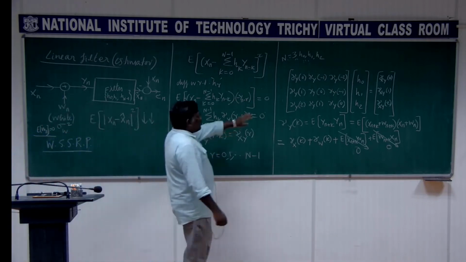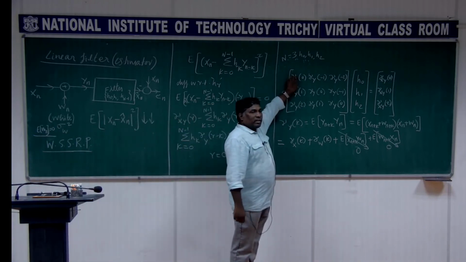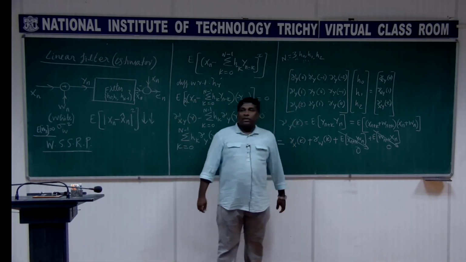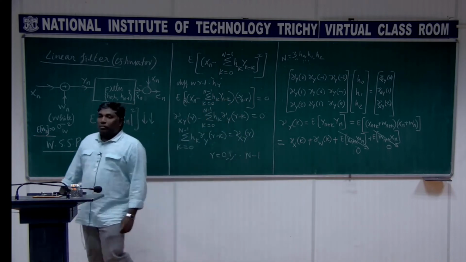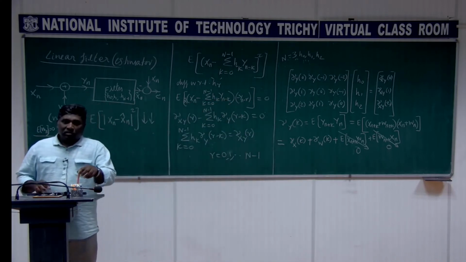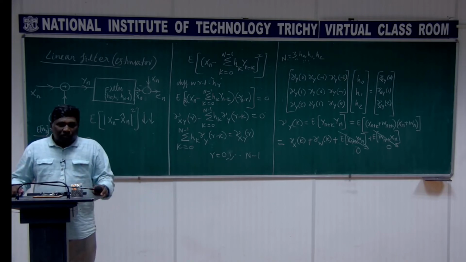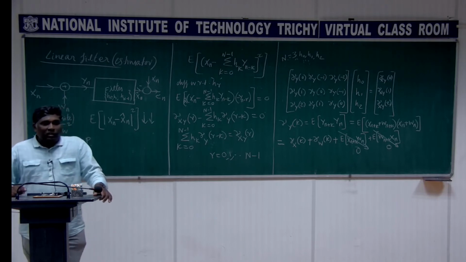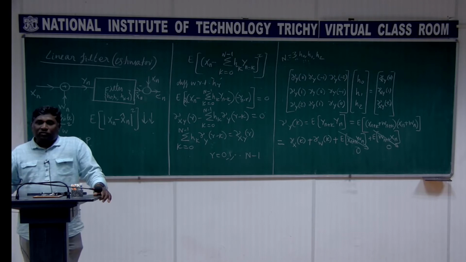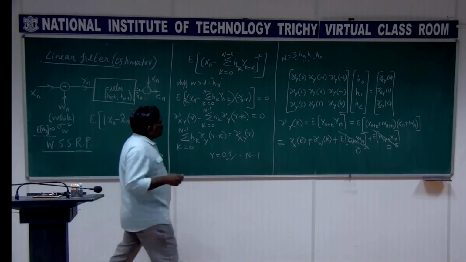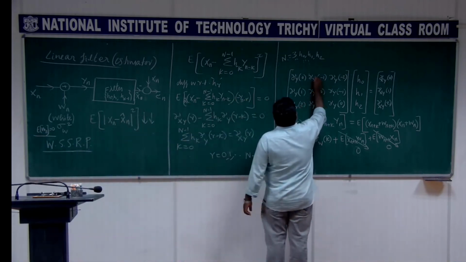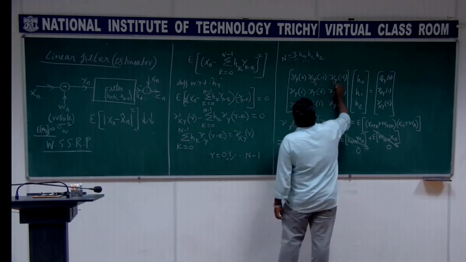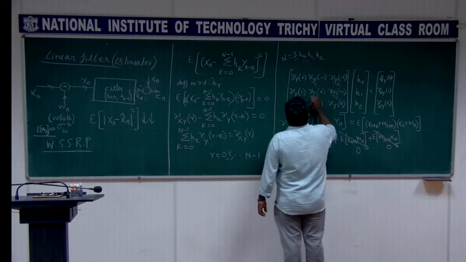Wherever I see gamma y, I can simply substitute gamma x of k and gamma w of k. But we know gamma w of k is white, as we are considering. It means that gamma w of k takes a value only for k equal to 0. For all other values of k, the value is simply 0. So in that case I replace these entries simply with x.